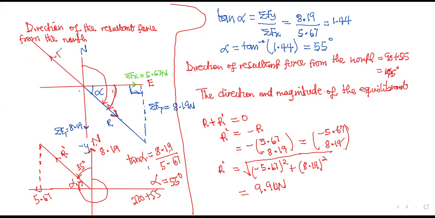So this is our equilibrant. Once this is alpha, this is also alpha. So 55, 55, and this will be 35. And so if you want to measure it from the north, then 55 plus 270, or 35 degrees counterclockwise. So these are two possible ways of determining the equilibrant. Please, is there any question?